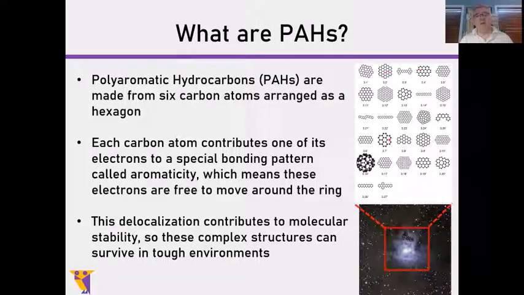Now, this is unique to these types of structures, and the good thing about that is that the delocalization makes the structure very stable and resistant to chemical reaction once it's formed. This enables the molecules to survive in all sorts of tough environments, even deep space.